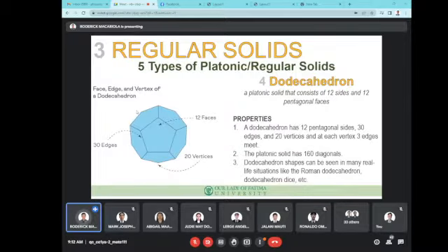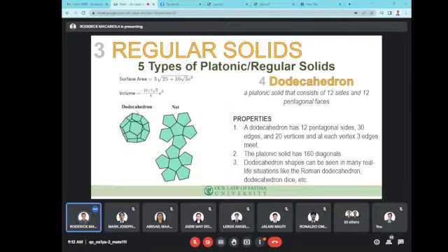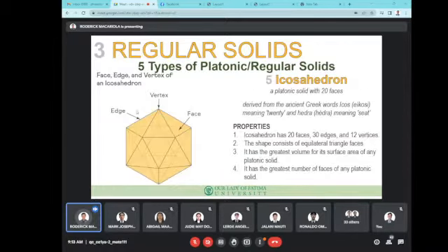Dodecahedron, 12 sides and 12 pentagonal faces. So, pentagon siya. May 30 edges siya, and then 20 vertices, and 12 faces. Dodecahedron has 12 sides and 12 pentagonal faces. So, pentagon din siya. And yung formula. Icosahedron, so it has 20 faces, all of which are triangular faces.